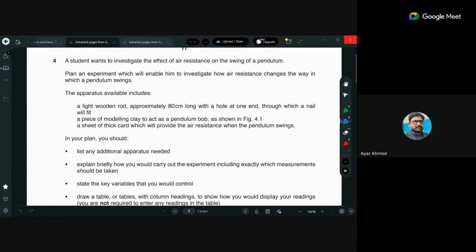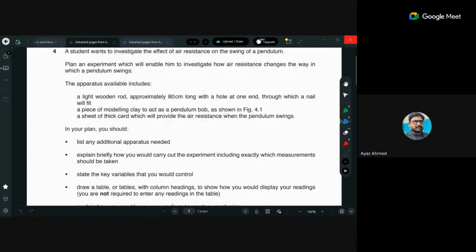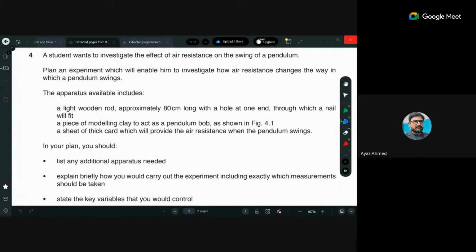Right afterwards, I will give you some sort of reference of the marking scheme as well, from where we have to go through the points. But before that, I would like to share this experiment with you. Just consider this experiment. It's a simple experiment. A student wants to investigate the effect of resistance on swinging of a pendulum.